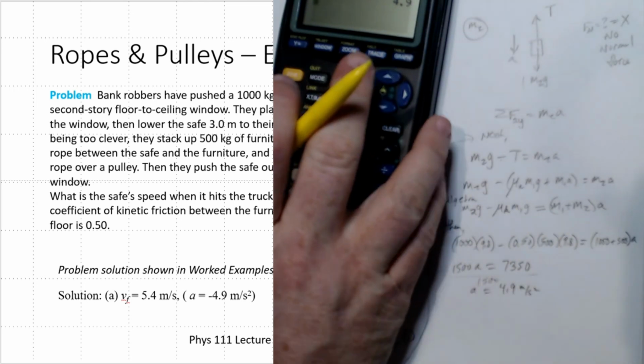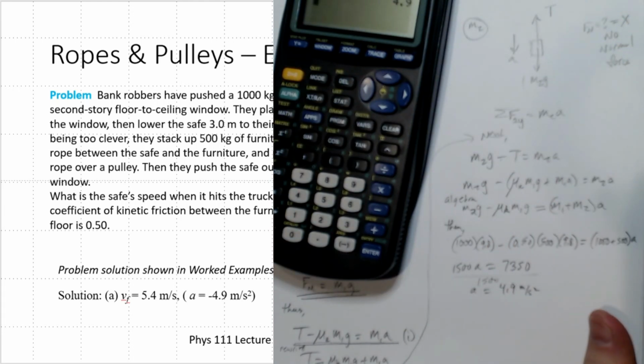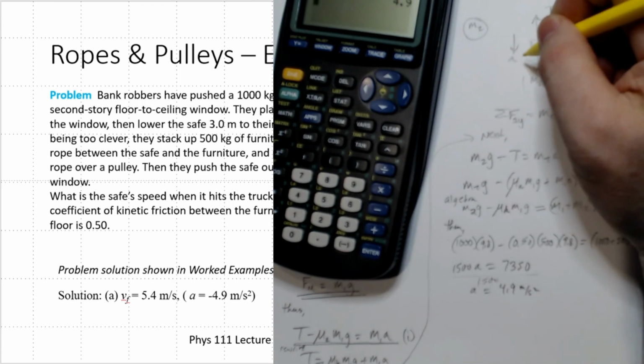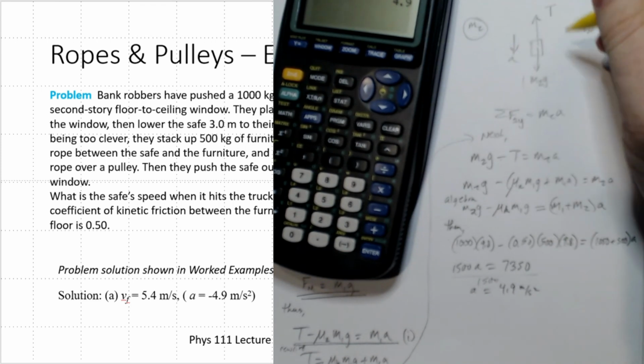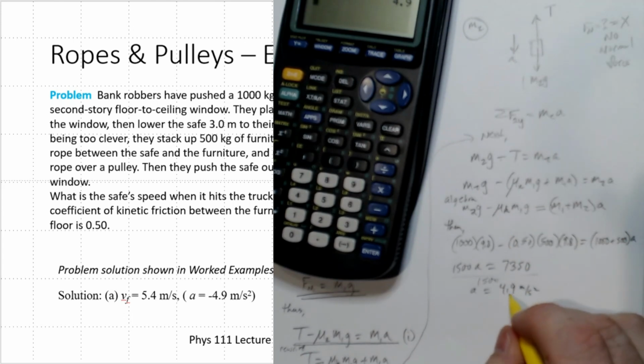Notice we set this acceleration to be positive. In the textbook it says it's negative 4.9, but we're going in the direction of the acceleration, not absolute positive up. And so that's why this is positive acceleration as opposed to negative.